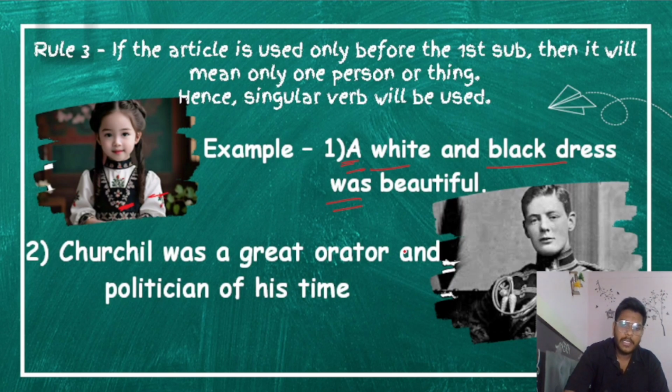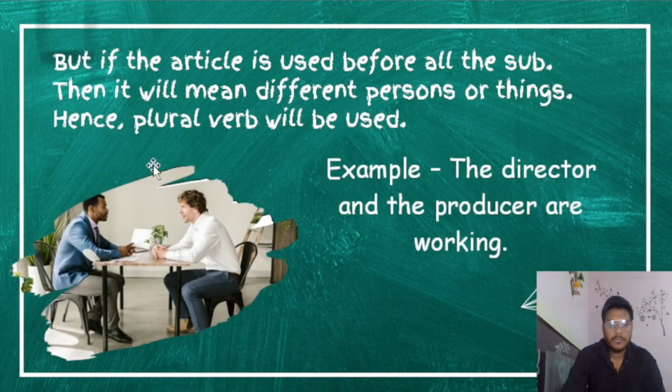Churchill was a great orator and politician of his time. There are also two nouns here, great orator and politician. First we check the first subject, great orator, and we are using a only with the first subject, so we use was because it is singular. We are talking about Churchill only, because both are qualities of Churchill. Next, if the article is used before all the subjects, then it means different persons or things, hence a plural verb will be used.